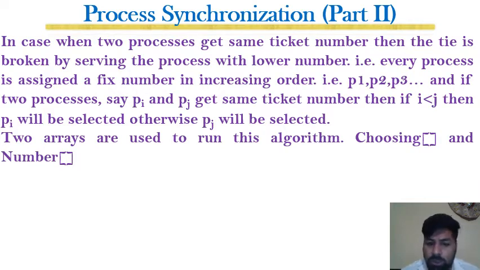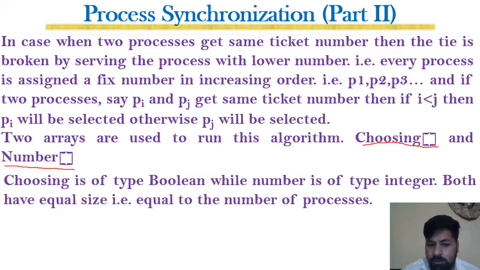The data structures that will be used commonly here are two arrays used to run this algorithm: choosing, which will be an array, and number, yet another array. Now let us discuss their specifications. The choosing array will be of type boolean, while the number array will be of type integer. So the data type of the number array will be integer, and for choosing, the type will be boolean.